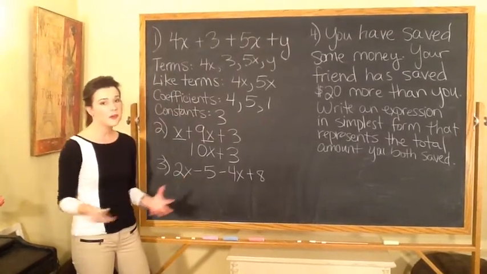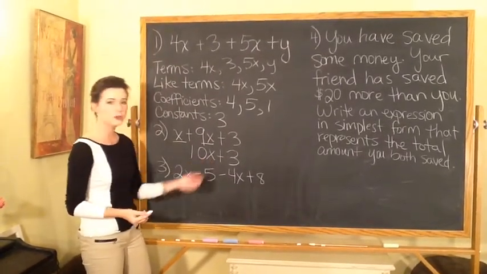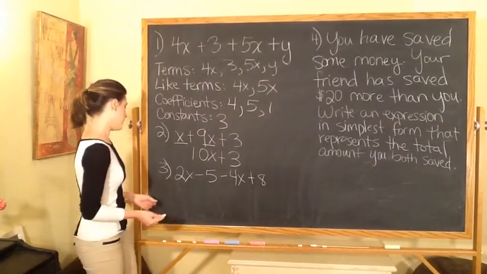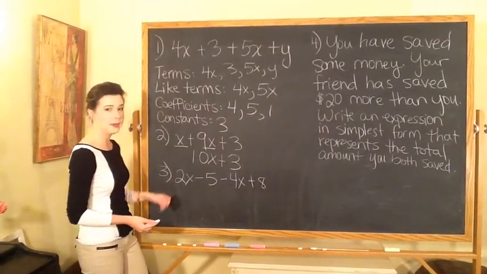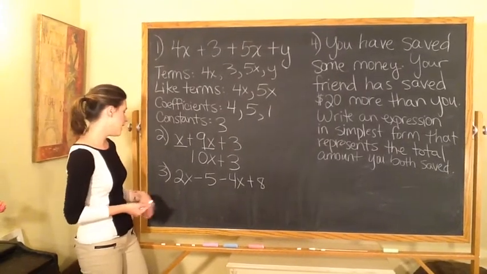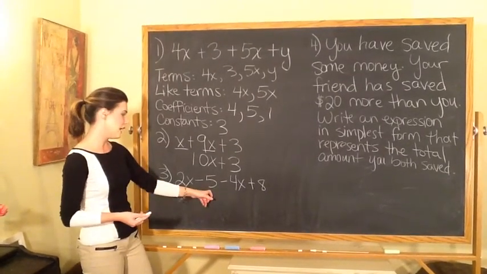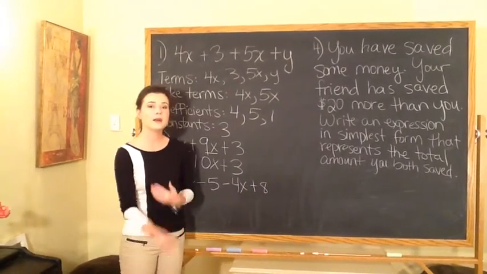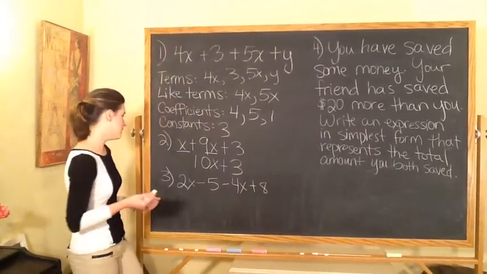We can't simplify anymore because we don't know what x is equal to, and we don't have any more like terms. So we're good. Let's go ahead and simplify number 3. So number 3, we have 2x minus 5 minus 4x plus 8. So we're going to go ahead and combine as many things as we can.